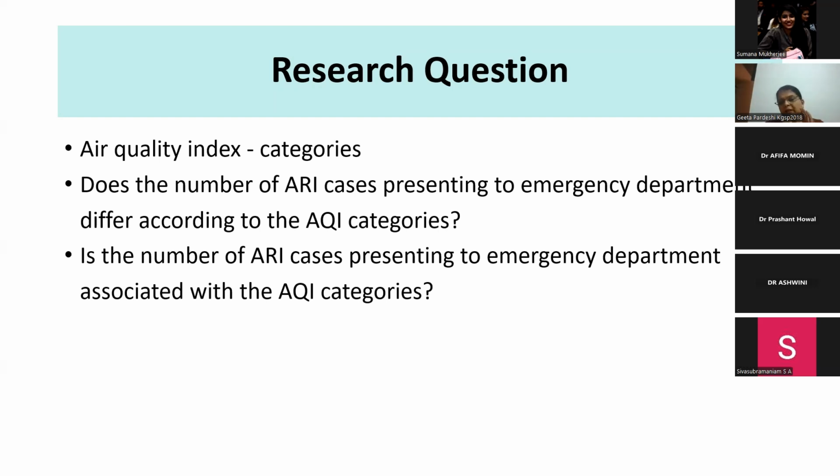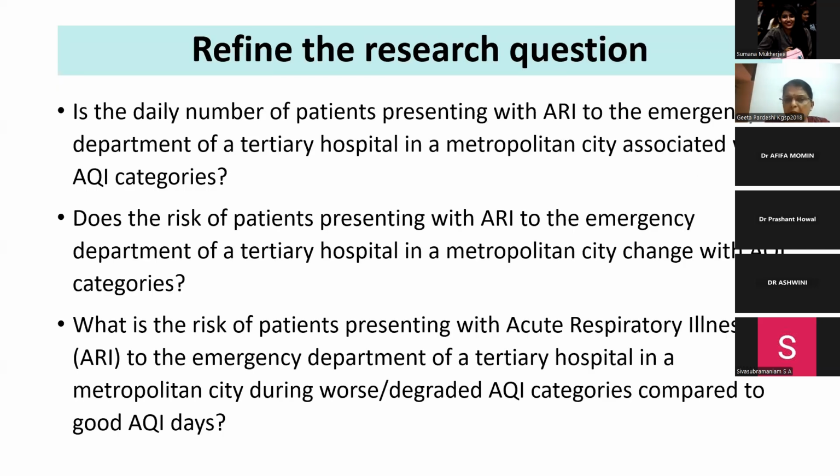Your research question can have different wordings, and you can refine it until you are satisfied, because that is the crux of your research. It could be something like: what is the risk of patients presenting with acute respiratory illness to the emergency department of a tertiary care hospital in a metropolitan setting during worse or degraded AQI categories compared to a good AQI category? That could be your final research question.